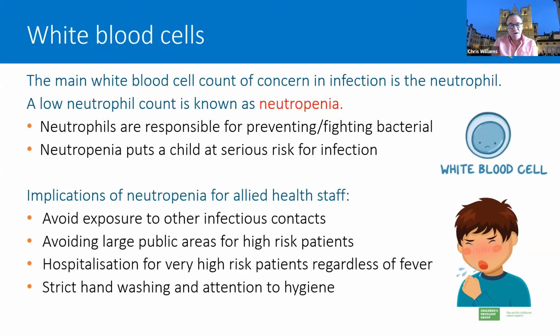What other things? Avoiding large public areas for high-risk patients, hospitalisation for very high-risk patients, sometimes regardless of fever, and strict hand washing and attention to hygiene. I think if you're approaching a family that are neutropenic and engaging with them, hygiene and things like that are very important. It's something that parents will be looking to.